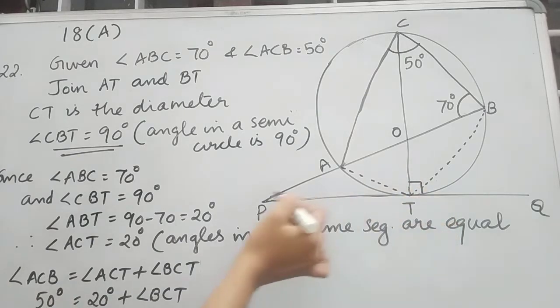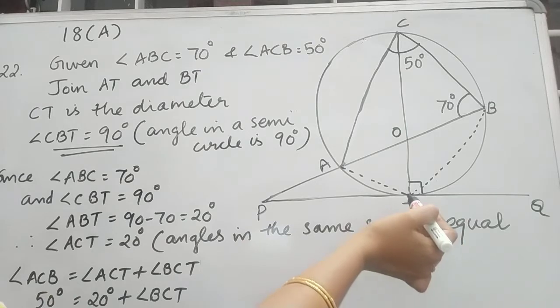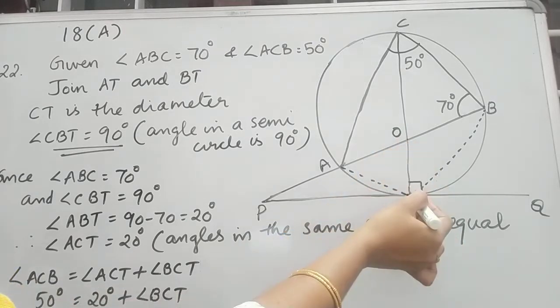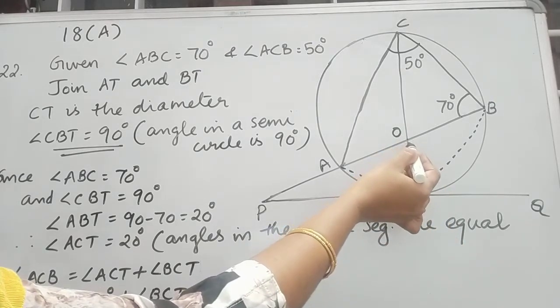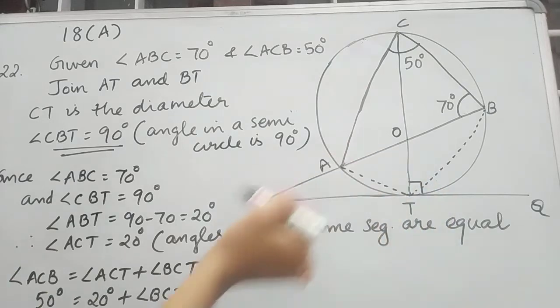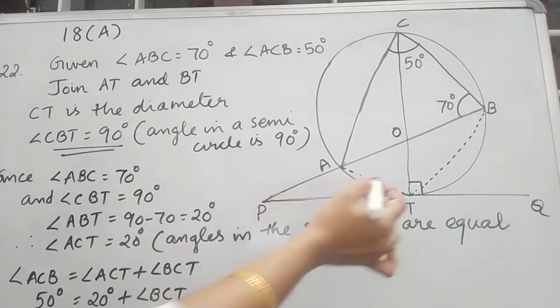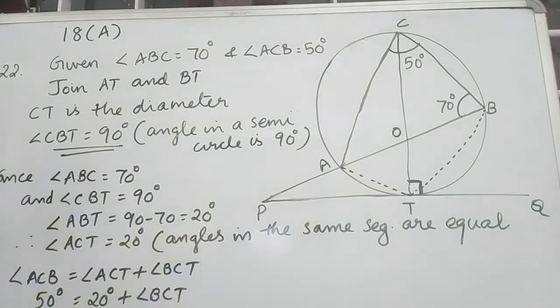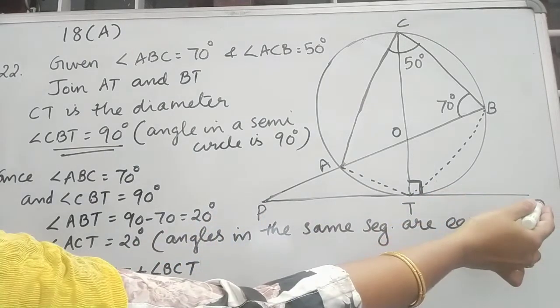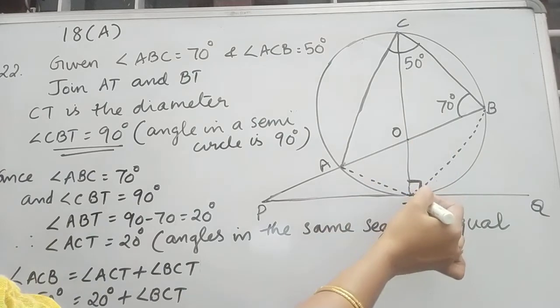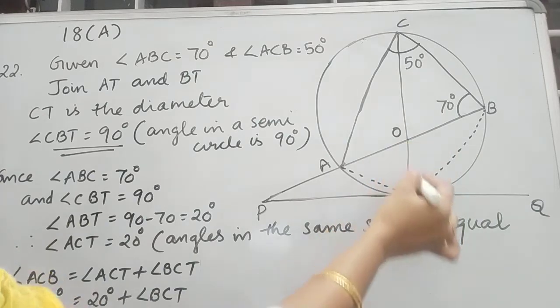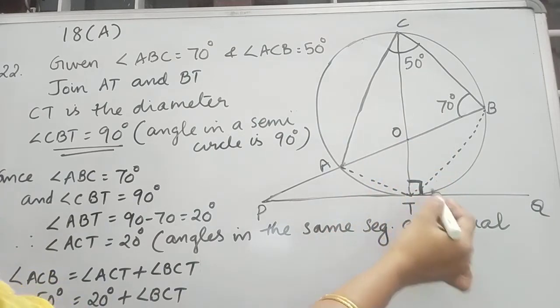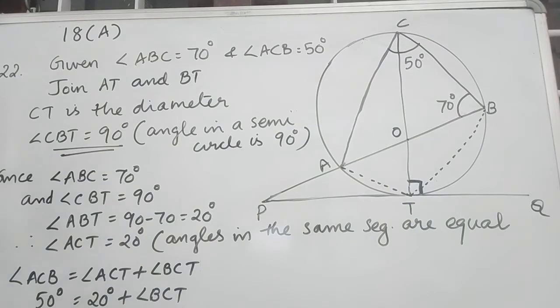So we can say that PQ is the tangent and OT is the radius, that is, O is the center of the circle, so CT will be the diameter. Why? Because it is given that this angle is 90 degrees. So PQ will be the tangent and the center to the point of contact will be the radius. So this angle is 90 degrees, and we can directly say that CT is the diameter.